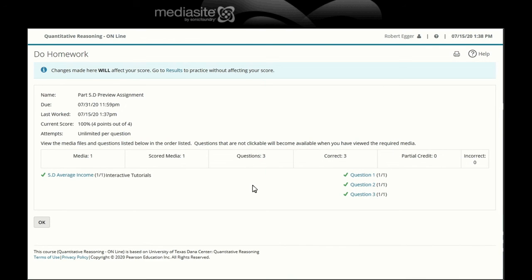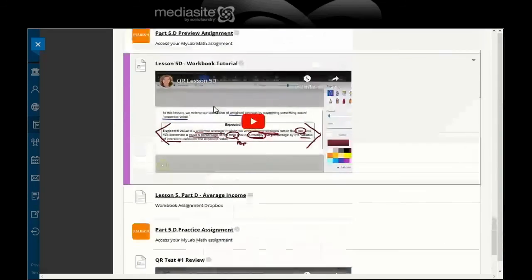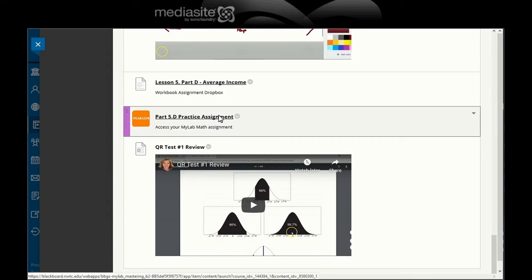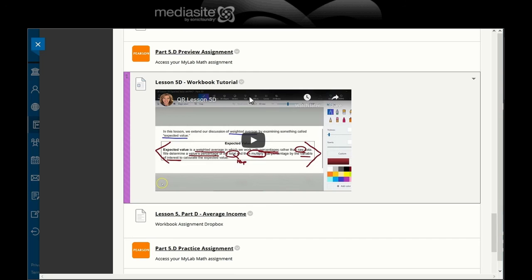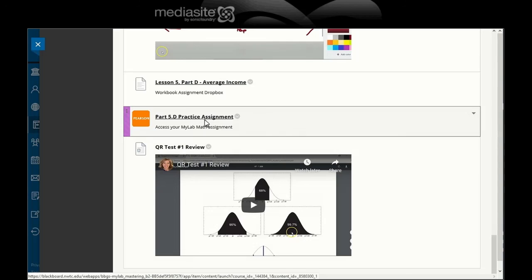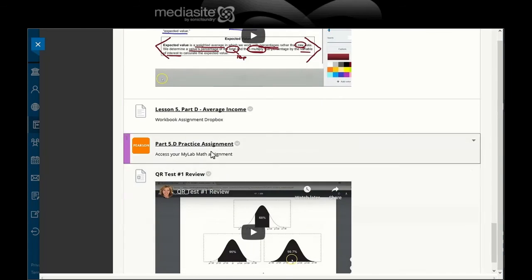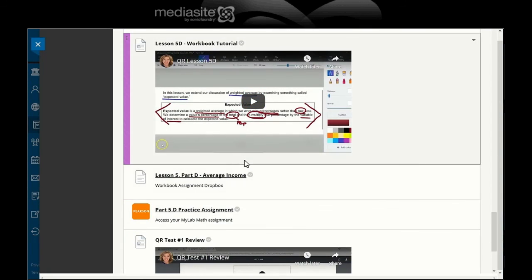And that is 5D. And that also finishes up lesson 5 total. So now, go back and redo these yourselves. And that'll prepare you for doing the 5D workbook tutorial. Drop off your work. And then the 5D practice assignment. And be done with lesson 5.